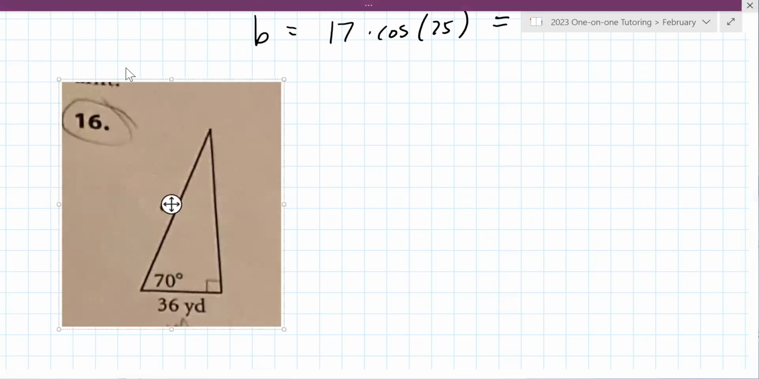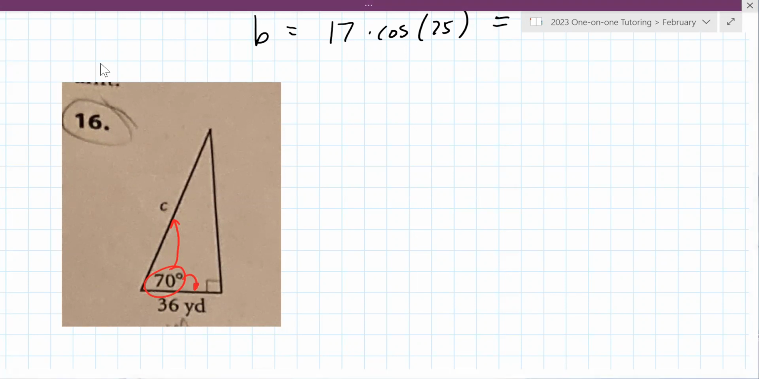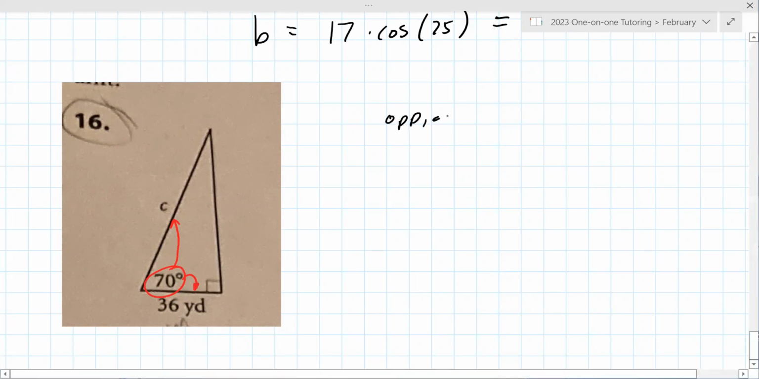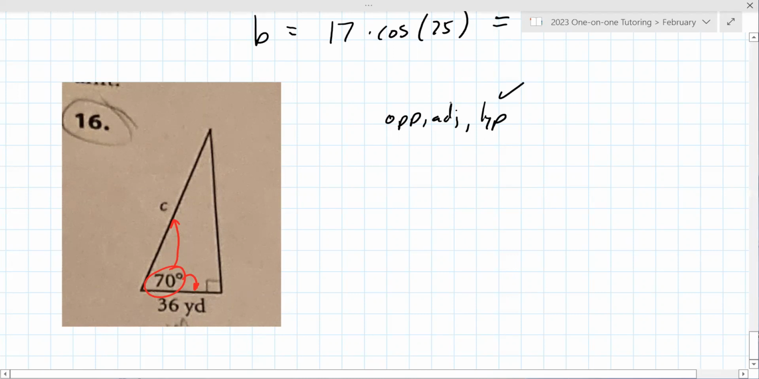So new problem here, identify the angle. The reason you identify the angle and draw these little lines is because you want to know, are they giving you the opposite, the adjacent, or the hypotenuse? They're going to give you two of the three. So I guess in this scenario, C would be hypotenuse, and then 36 would be the adjacent.